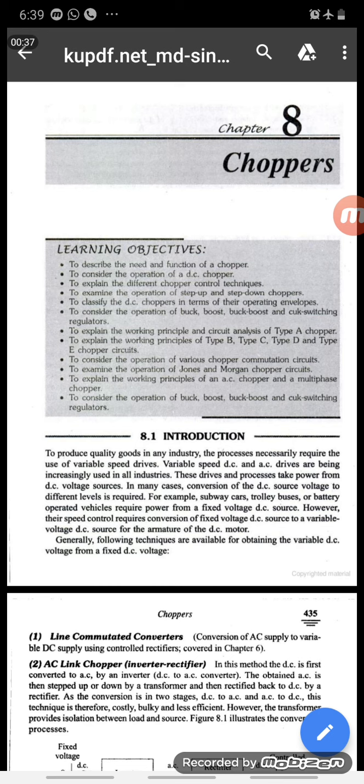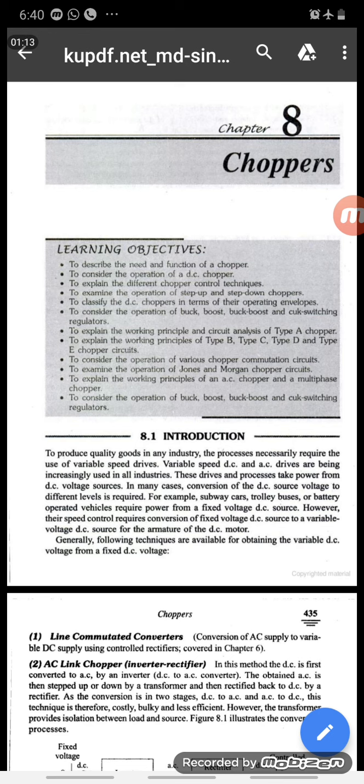Why do we have to use these choppers and what is the purpose of these choppers? Where do we use choppers? These points are very important. Most of the industries depend upon the DC supply, which means they consist of DC drives. What is meant by DC drive? A DC motor or a DC generator controlled by a power electronic circuit is called a DC drive.